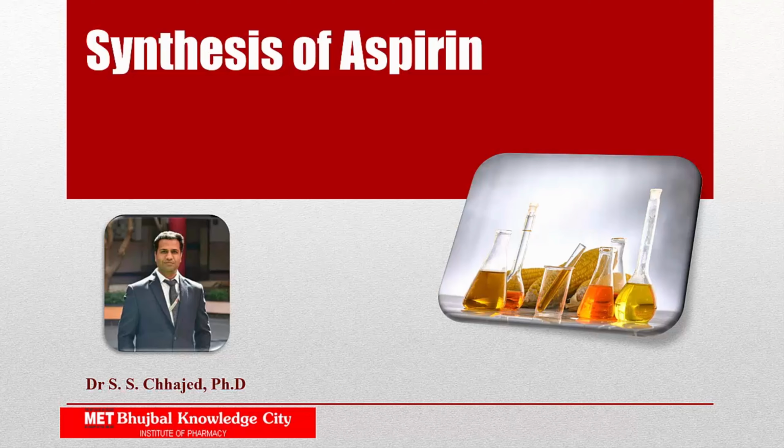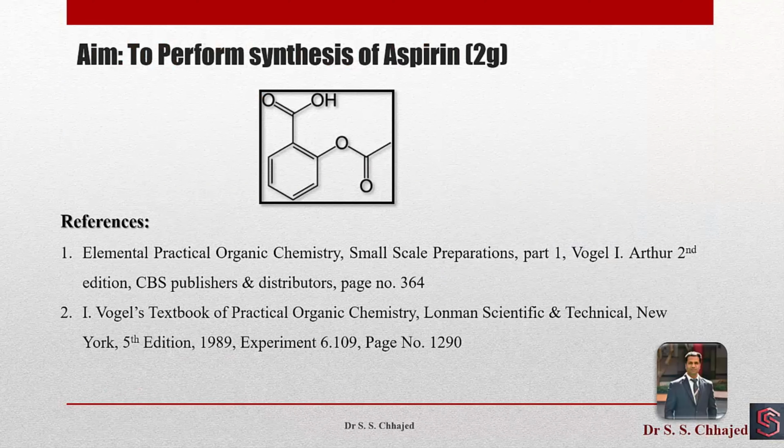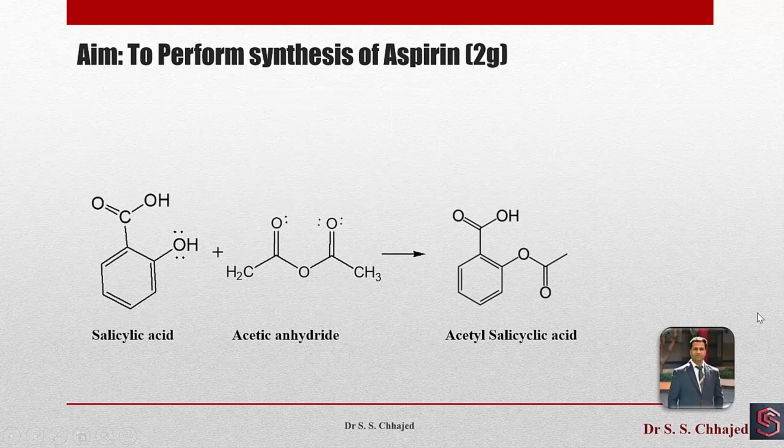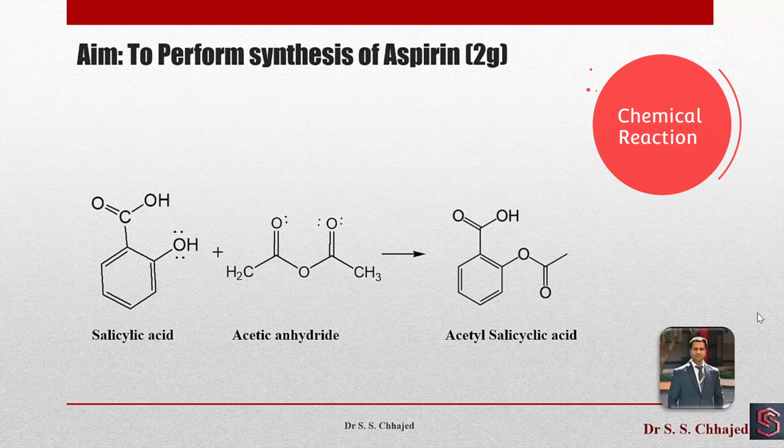In this video, I'm going to describe the synthesis of aspirin. The structure is there in front of you. Aspirin can be obtained by acetylation of the phenolic OH of salicylic acid, and the reaction is there in front of you. You could see that salicylic acid, when it undergoes acetylation using acetic anhydride in the presence of sulfuric acid as a catalyst, formation of acetyl salicylic acid occurs.